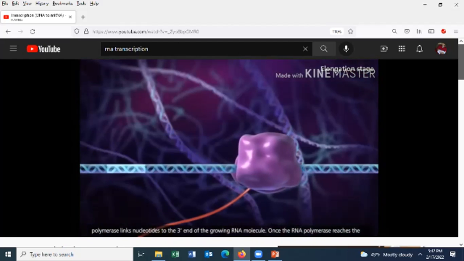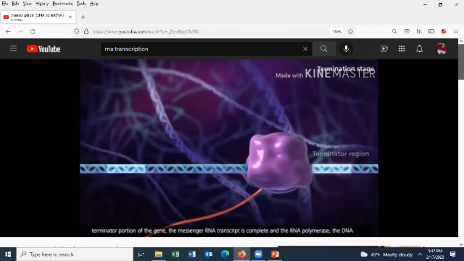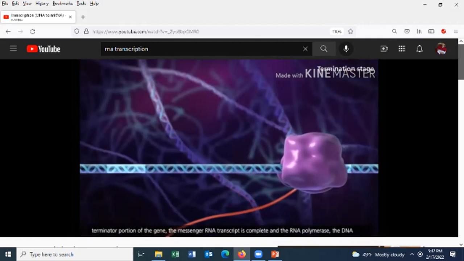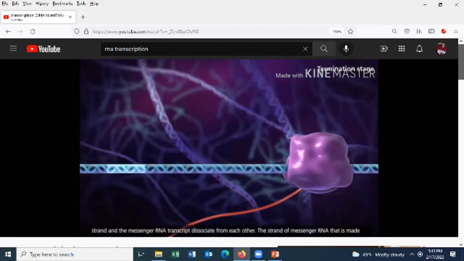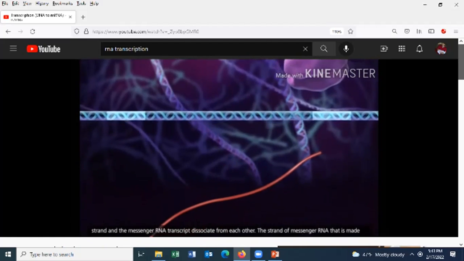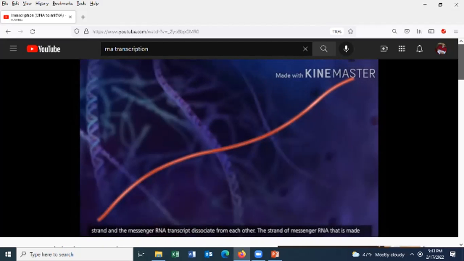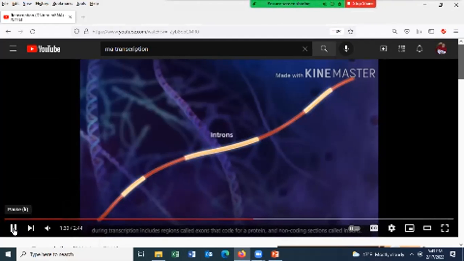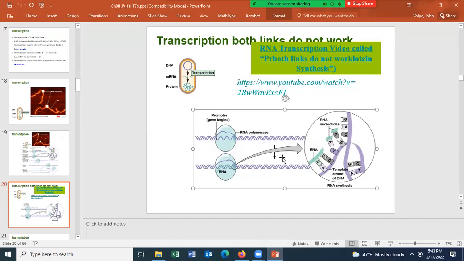Once the RNA polymerase reaches the terminator portion of the gene, the messenger RNA transcript is complete, and the RNA polymerase, the DNA strand, and the messenger RNA transcript dissociate from each other. The strand of messenger RNA that is made during transcription includes regions called exons that code for a protein, and non-coding sections called introns. Okay, we'll talk about exons and introns in a little bit. Let's not get into it now.